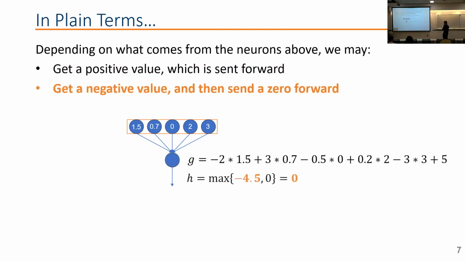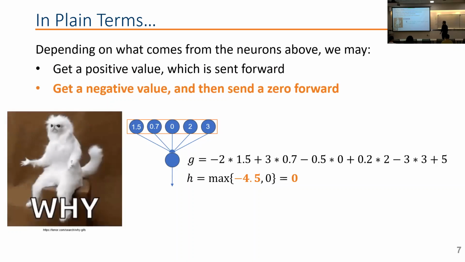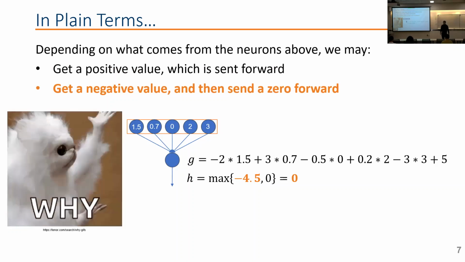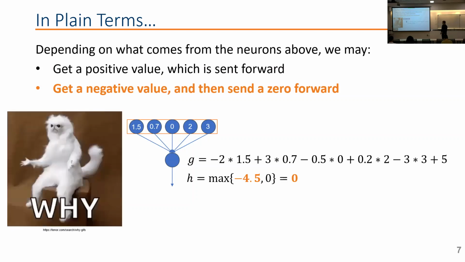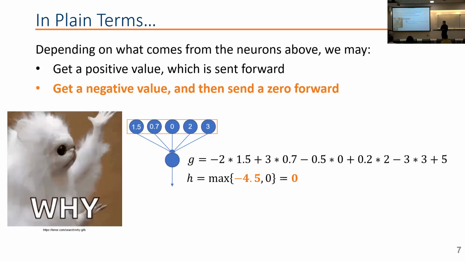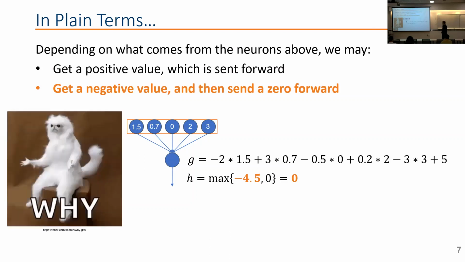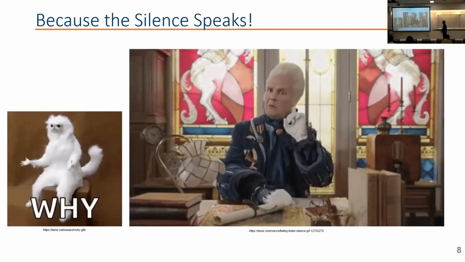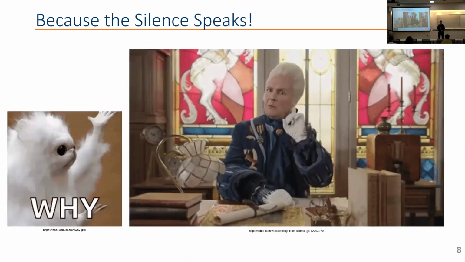If we have an input that produces a negative value for this affine function, we just send 0 forward. And I find it quite puzzling that sending nothing in that case, as opposed to sending whatever you calculated, can actually produce a very sophisticated model. And the way I like to think about this is that this is because silence speaks. Sometimes just not saying something means that you're saying a lot.